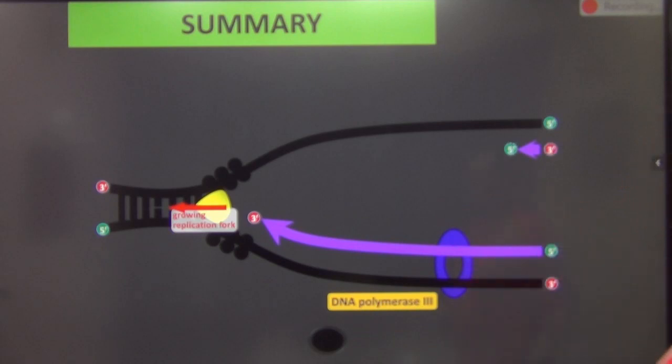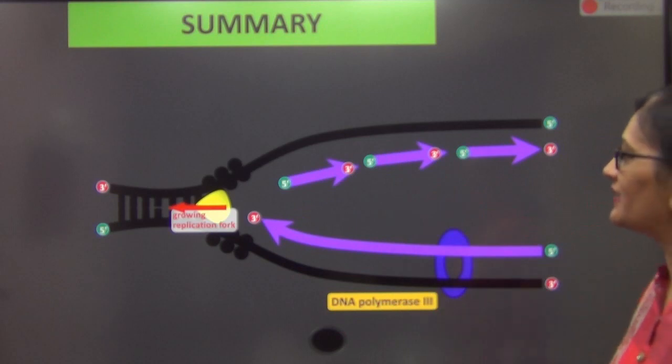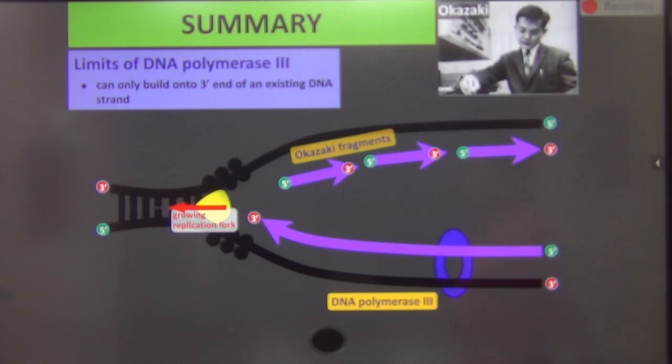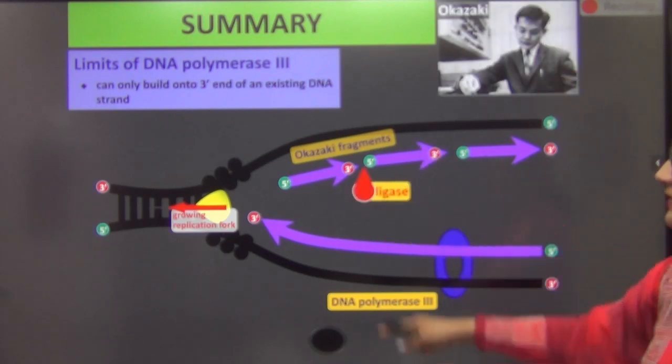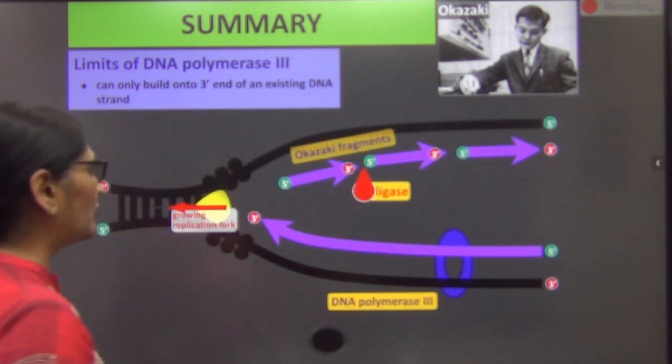While in the other one, you cannot start replication from this end. You have to start replication from this end, that is from the point of replication fork. Here, the DNA is made in smaller fragments. These smaller fragments are called Okazaki fragments after the name of the scientist. Later, these fragments will be joined with the help of an enzyme called DNA ligase. Right? You can see this.